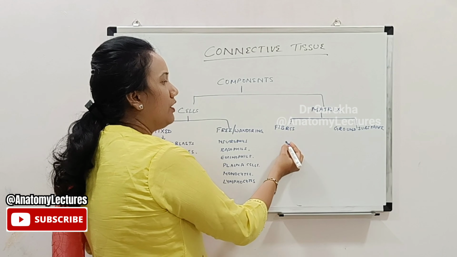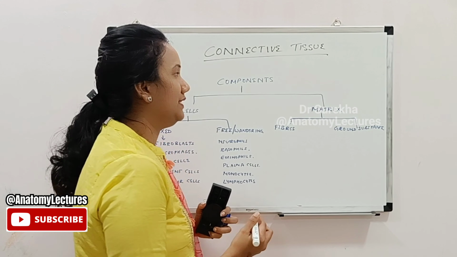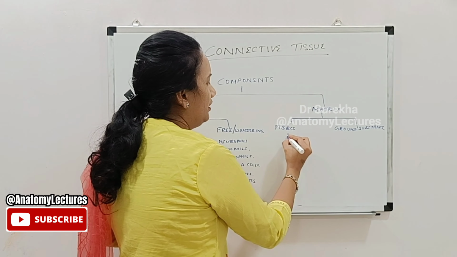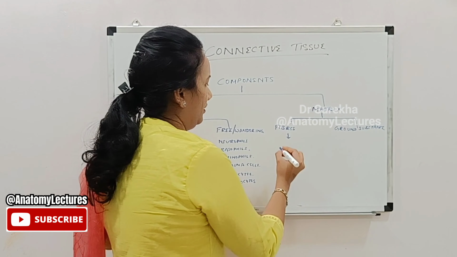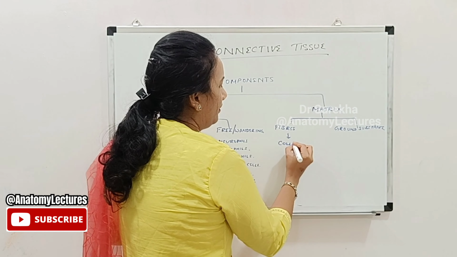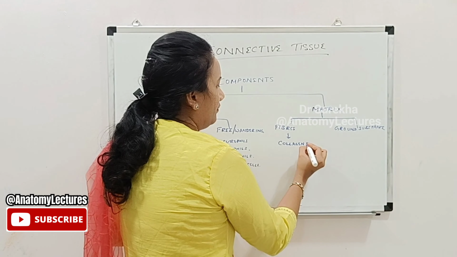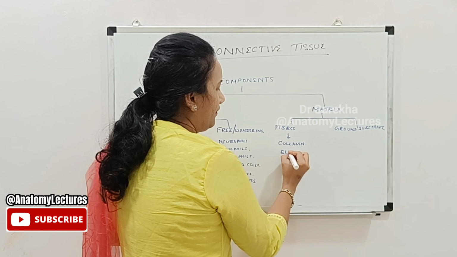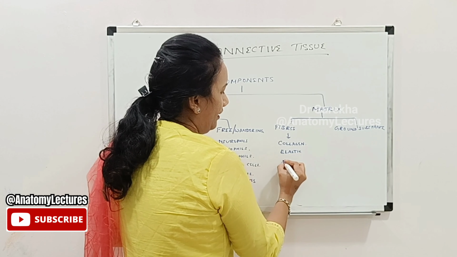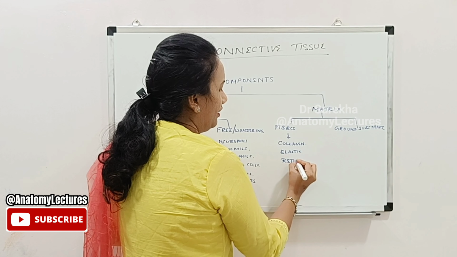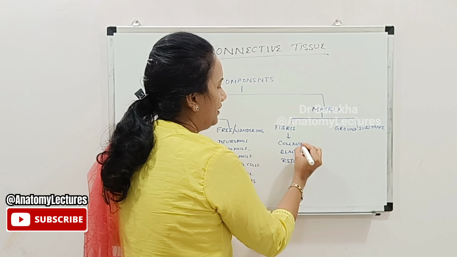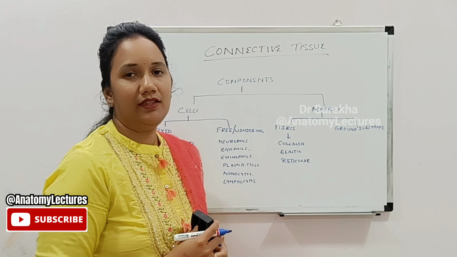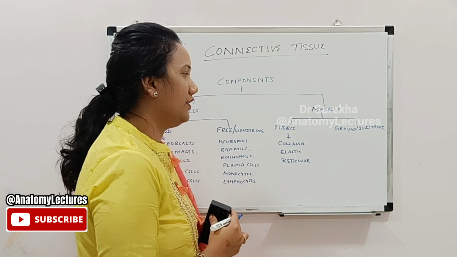Now let's see what are the different types of fibers we see in this connective tissue. There are three different types of fibers. One is collagen fiber, then you have elastic fibers, and then the third type is reticular fibers. So these are the different types of fibers which are present in the connective tissue.